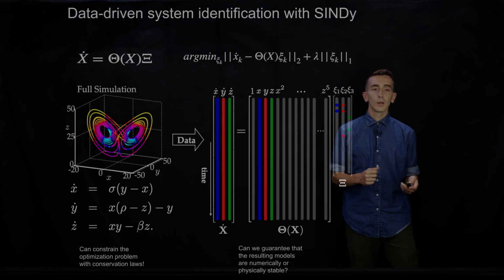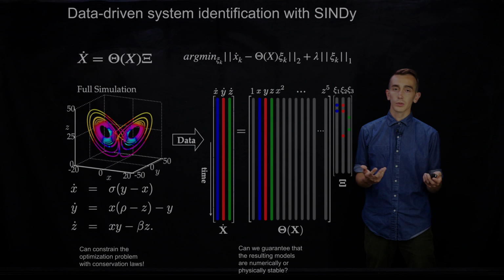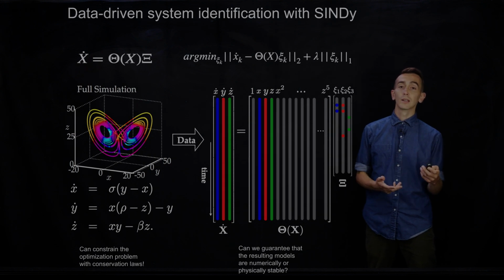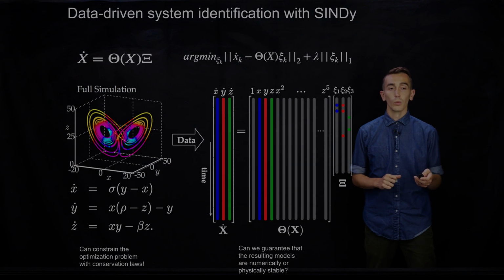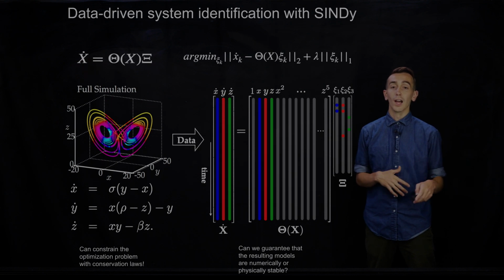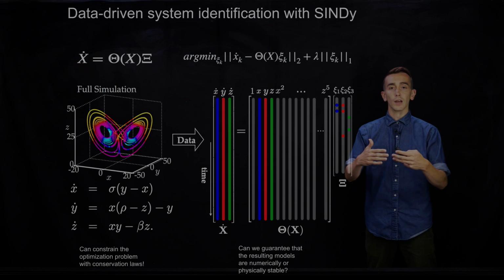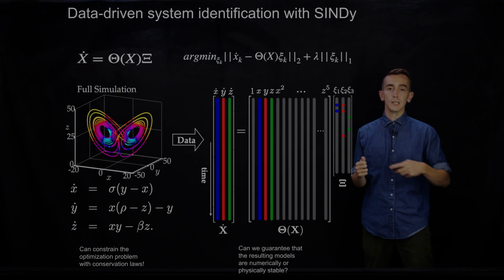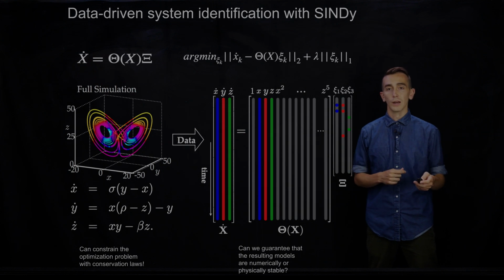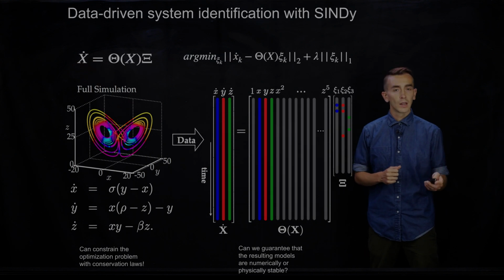And then one big question you might ask is, can we actually guarantee that the resulting models are numerically or physically stable? In general, these methods don't have these guarantees, but we're going to show that for a specific class of fluid and plasma models, we're going to build a new method called trapping SINDy, which guarantees, or at least strongly promotes, these SINDy models to be physically stable and to not diverge in finite time. So they're actually going to have these trapping regions where the trajectories are guaranteed to fall into these regions and stay there for the rest of time. So that's going to give us long-term stability of these models.